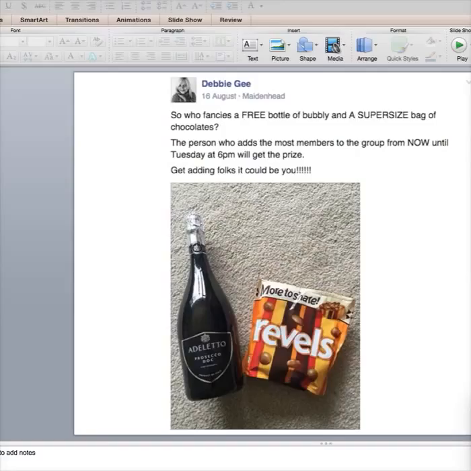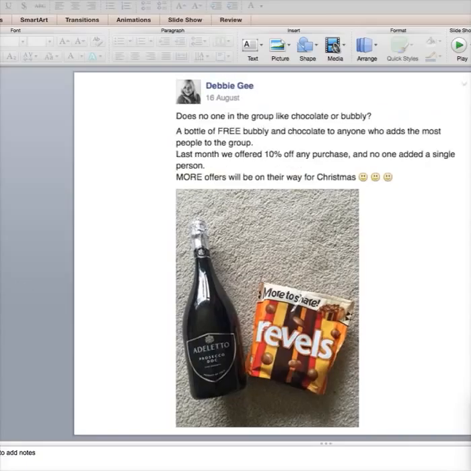So I had hardly anybody in the group then when I placed this advert. And I couldn't believe it. Nobody responded, and I was thinking, no, this just isn't going to work. I'd just offered that, and last month I offered something else, and it still didn't work. So I put this post, and I put the picture again. I put, does nobody in the group like chocolate or bubbly? Well, that got everybody's attention. And then they started to add people.